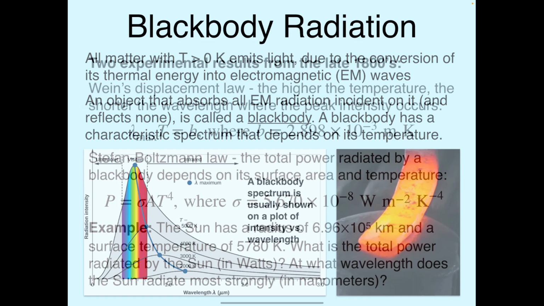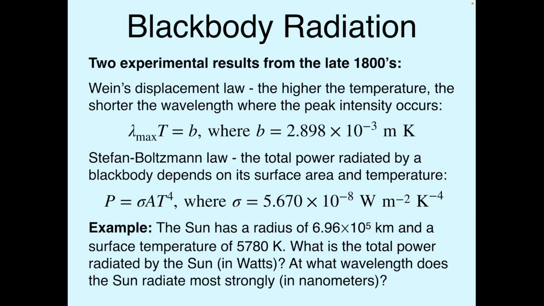so you don't really notice the light that's being given off. So now I want to tell you about two very important experimental results that were discovered by people working on this problem of black body radiation back in the late 1800s, okay? So the first one is called Wien's displacement law. This says that the higher the temperature of the object, the shorter the wavelength where the peak intensity occurs. And this is what I showed you on the graph.